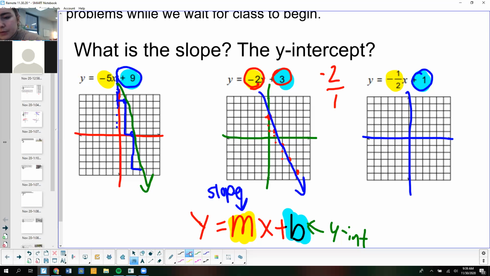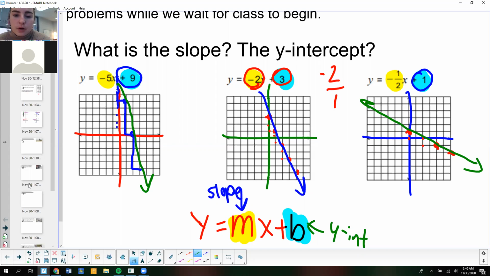All right, and last but not least, we've got this one where we plot our y-intercept at +1. So that's going to be right here. And then we've got a slope of -1/2, so a rise of -1 over 2. So we're going to go down 1 over 2, down 1 over 2, down 1 over 2. So for this one, our line is going to look like that.